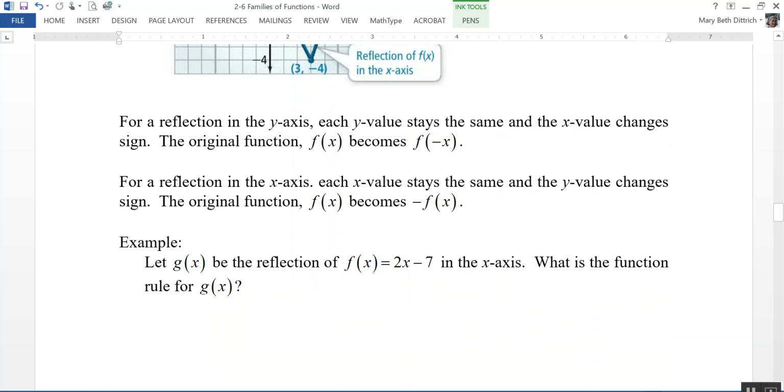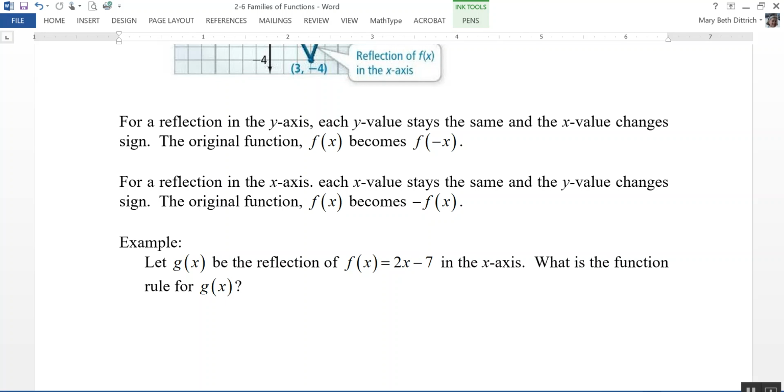So for reflection in the y-axis, each y value stays the same and the x value changes sign. The original function f of x becomes f of negative x. And for reflection in the x-axis, each x value stays the same and the y value changes sign. So the original function f of x becomes negative 1 times f of x.